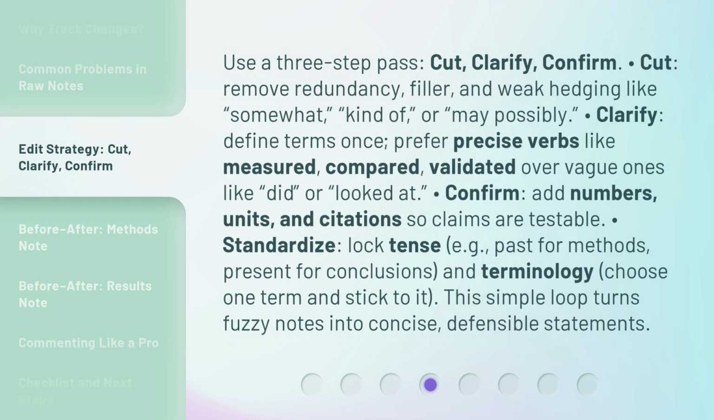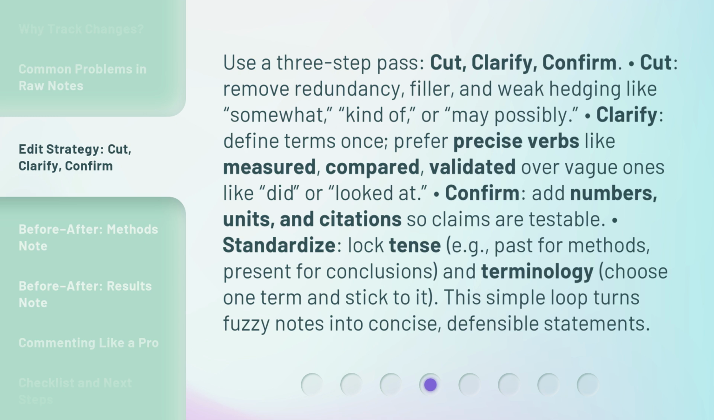Use a three-step pass. Cut, clarify, confirm. Cut: remove redundancy, filler, and weak hedging like "somewhat," "kind of," or "may possibly." Clarify: define terms once. Prefer precise verbs like measured, compared, validated, over vague ones like did or looked at. Confirm: add numbers, units, and citations so claims are testable.